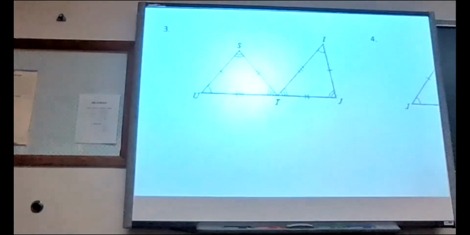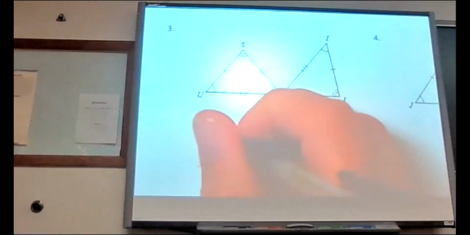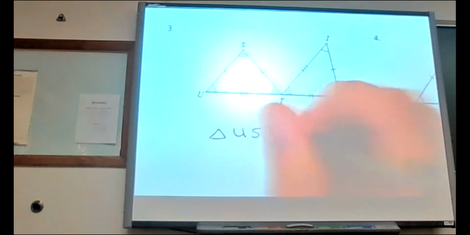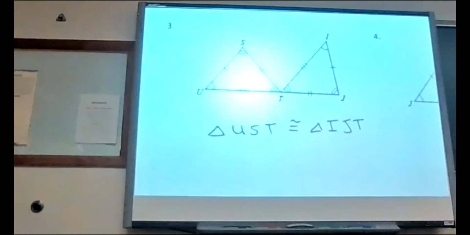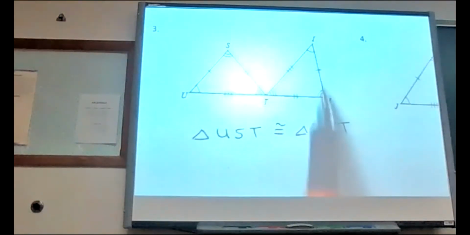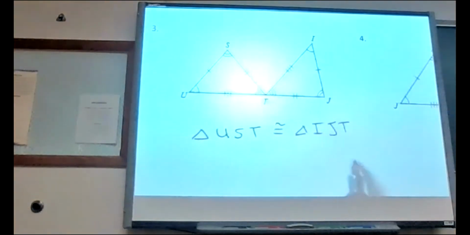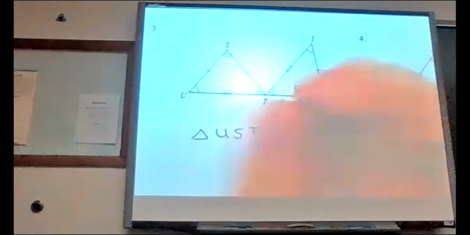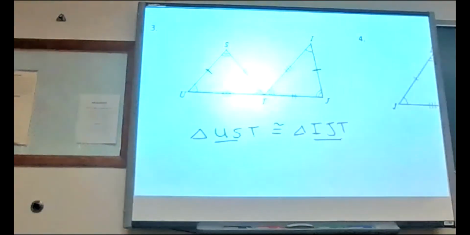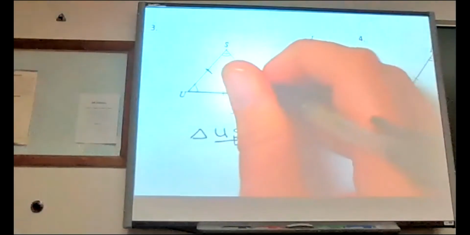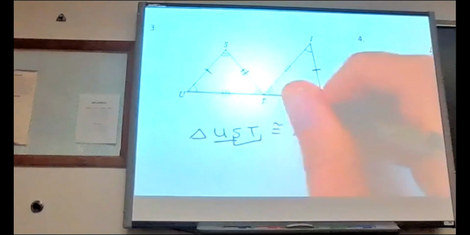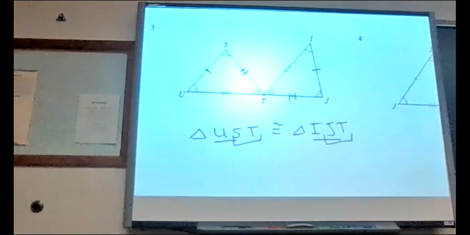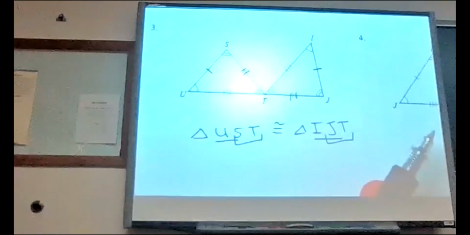Same idea on 3. So maybe I say triangle UST congruent to triangle IJT. UST, IJT, matching up corresponding angles. And then that's automatically going to match up corresponding sides. So like US to IJ, single tick, single tick. ST, double tick marks there, marking that length, goes to JT, double tick marks there. It's automatically going to match up your sides by matching up your angles.